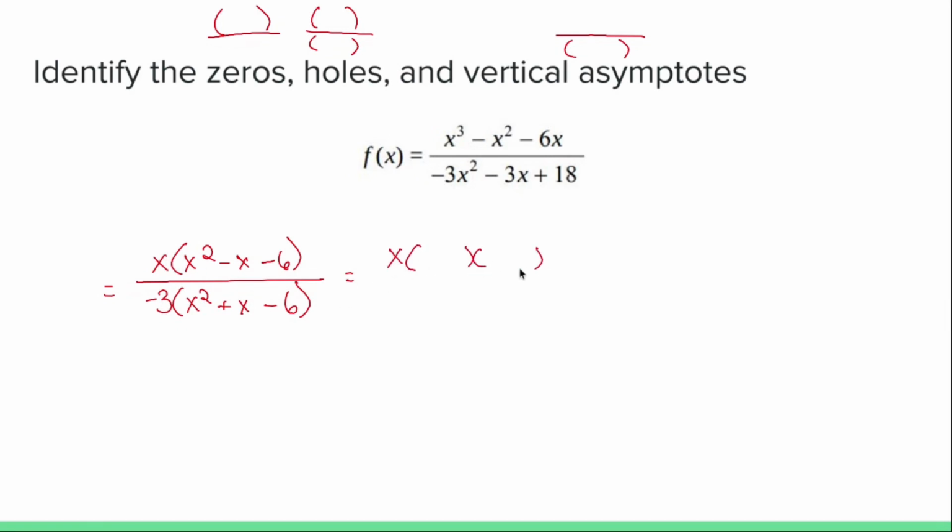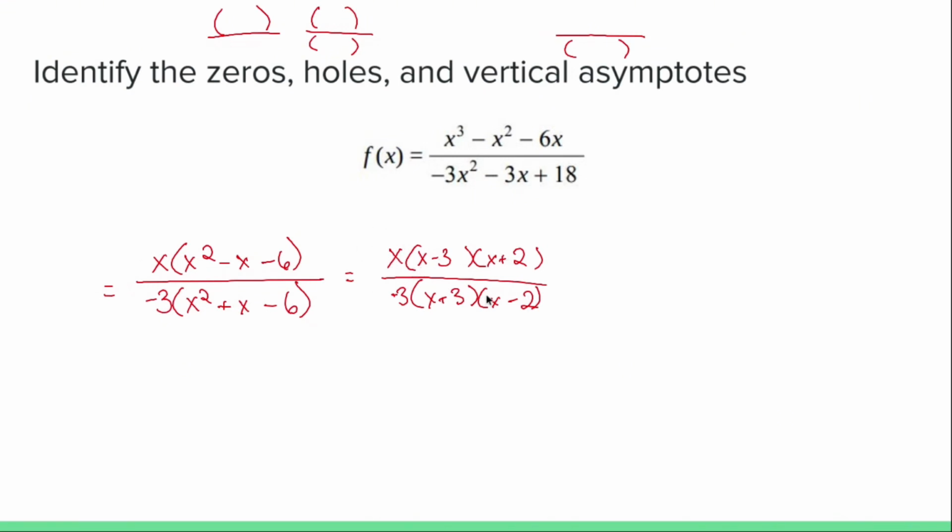Factoring this further, two numbers that add up to negative 1 and multiply out to negative 6 are going to be x minus 3 and x plus 2. Now don't get your hopes up. The negative 3 down here is still there. The numbers that add up to positive 1 and multiply out to negative 6 are going to be x plus 3 and x minus 2. I have 5 x's floating around.